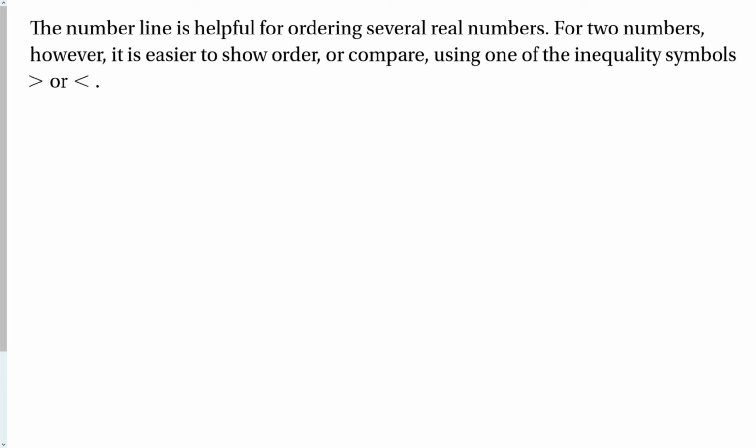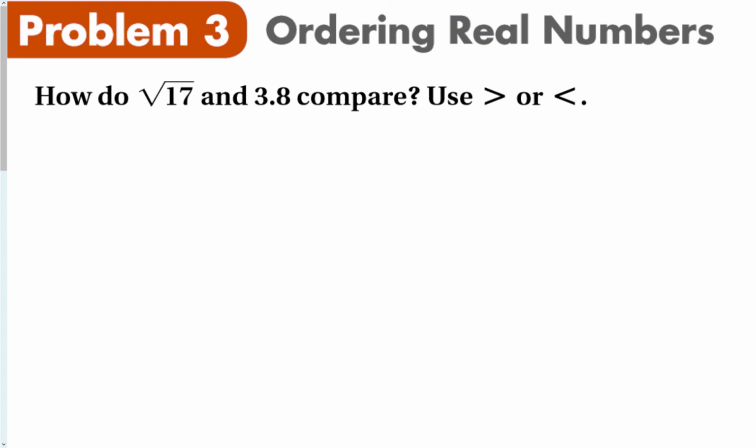For two numbers, however, it's easier to show order or compare these using the inequality symbols of greater than or less than, or of course greater than or equal to, less than or equal to. So these are inequality symbols. And again, when you're comparing two numbers, compare the same thing. So if we're going to compare the square root of 17 to 3.8, it's much easier to change the square root of 17 to a decimal.